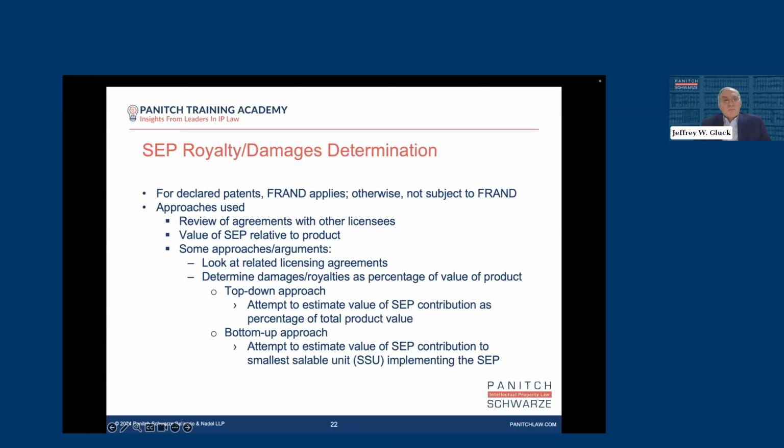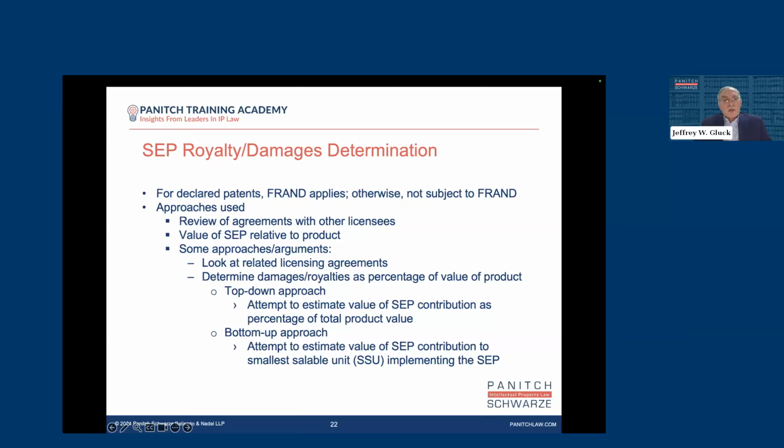Next slide, please. Okay, so for declared patents, how do we determine the royalties or damages if we're in court? I'm not even going to talk about non-declared patents. Let's just concentrate on declared patents. And in the United States, we always begin with the Georgia-Pacific factors, which Mr. Murray discussed earlier.